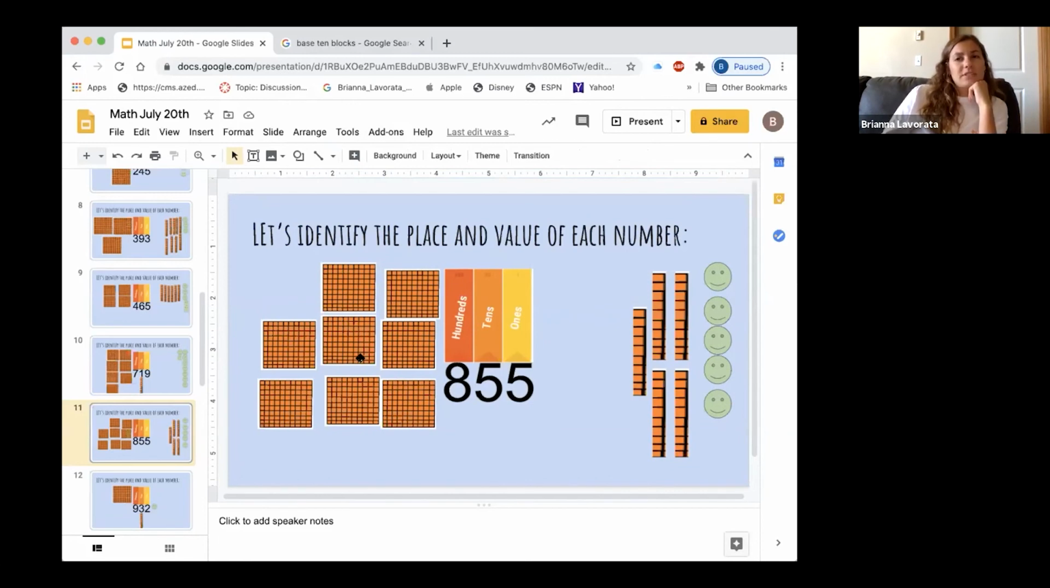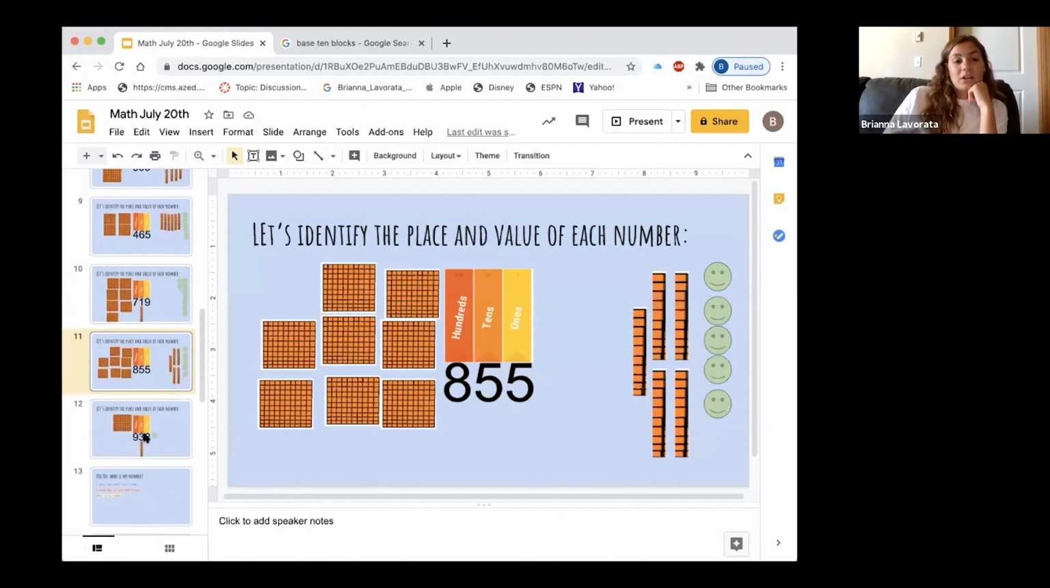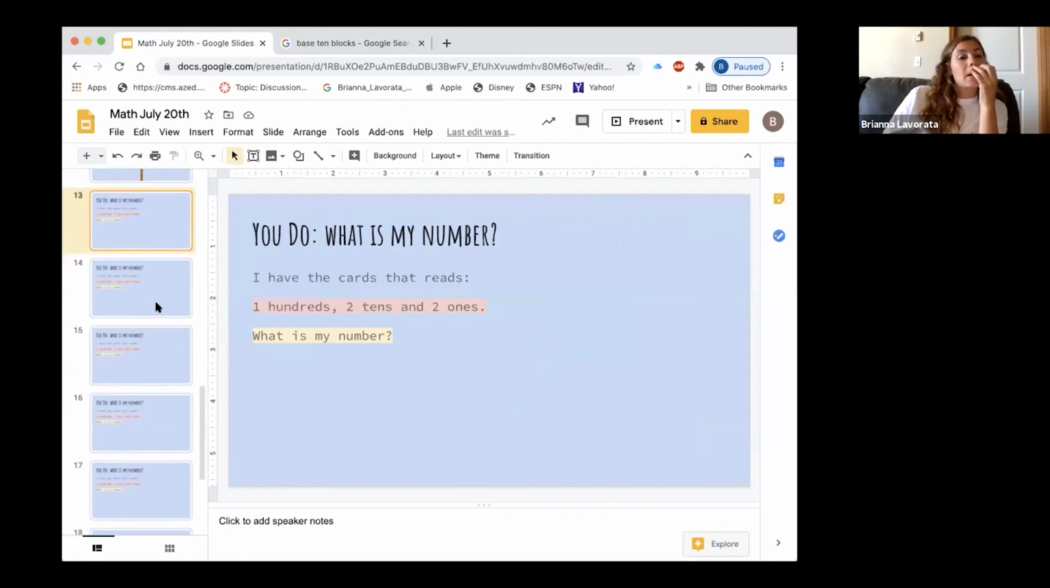How many groups of 10 do I need and how many do I have in the tens column? I have 5. Let's double check. 1, 2, 3, 4, and 5. We do. Good job. How many ones is my ones column telling me that I need? 5. So I have 1, 2, 3, 4, and 5. Great job, boys and girls.